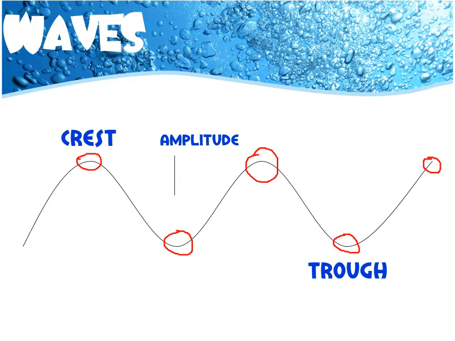Amplitude is half of the wave height. So if the height of the wave is from top to bottom, then half of that would be the amplitude. So that's what this little line here represents, is that it's half. So there's the top of the wave, here's the bottom, so half of that is the amplitude.